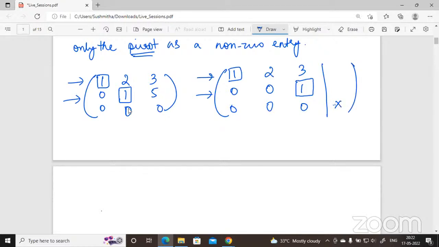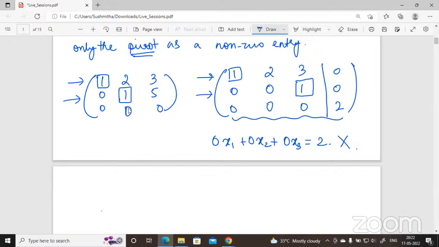In this form, what is the conclusion? Then it is no solution, right? x1, x2, x3 are 0. What does this say? This says 0 times x1 plus 0 times x2 plus 0 times x3 is equal to 2, which is not possible, right? So there is no solution.